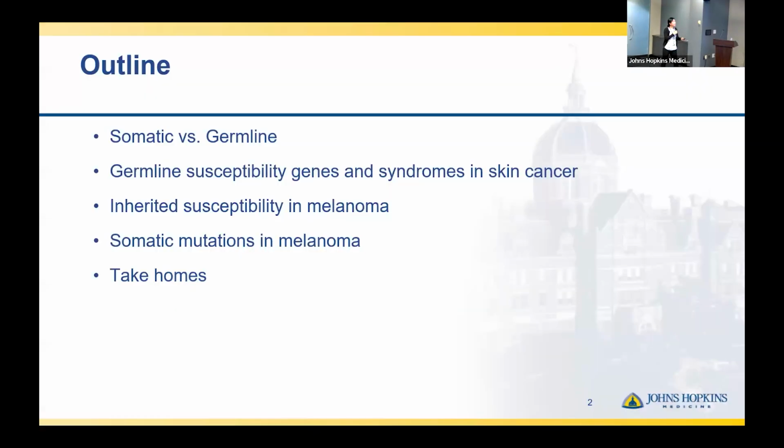So I'm going to be focusing on discussing somatic versus germline, which is a very important distinction to be making when we're thinking about inherited versus acquired mutations in melanoma. Then discussing some of the germline susceptibility genes and syndromes in skin cancer, but with a focus on melanoma, and then covering a little bit about inherited susceptibility in melanoma and who to test for these germline susceptibility genes. And then discussing some of the somatic mutations that we can see in melanoma, and then followed by take-homes.